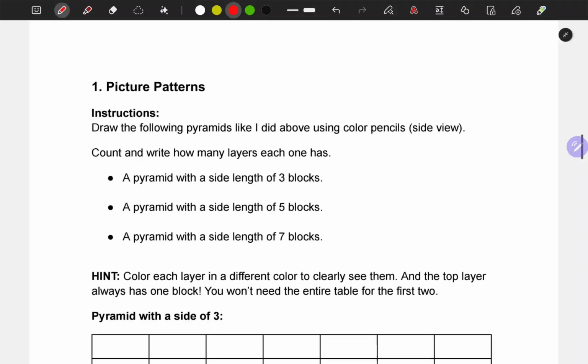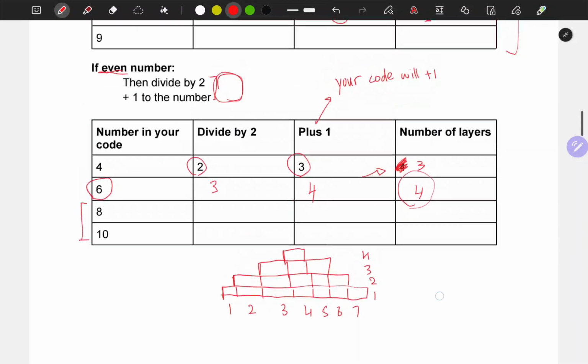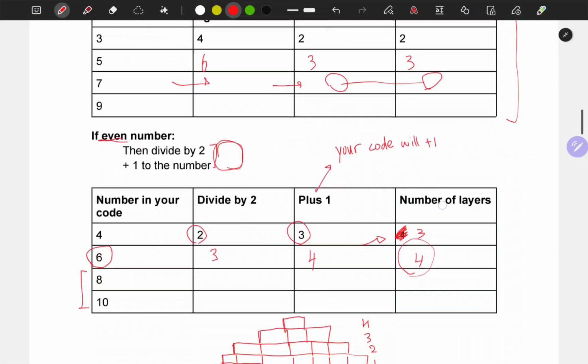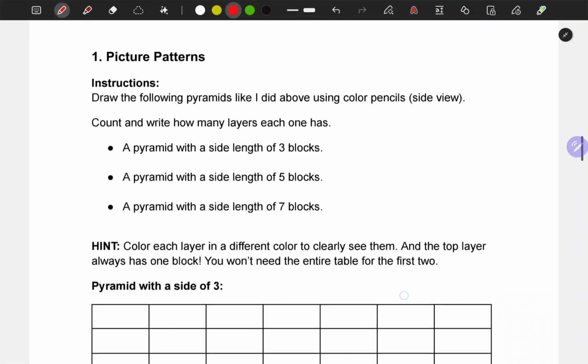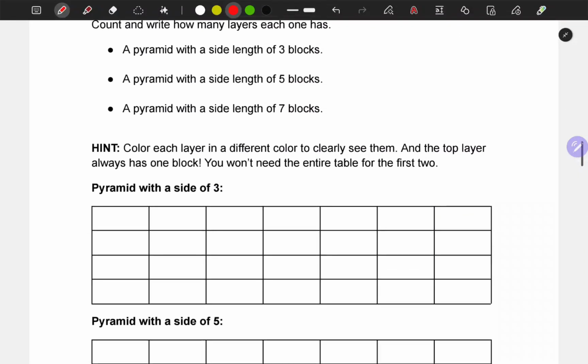Wonderful. Okay. Picture patterns. Here's where things get a little bit interesting. Oh, actually, let me just double check something. Yes, we did that already. Good. So picture pattern. So a pyramid with a side length of 3. So if it's a side length of 3, okay, let's just start from here. You can actually start from anywhere, right? But we'll do here. A side length of 3 is 1, 2, 3.